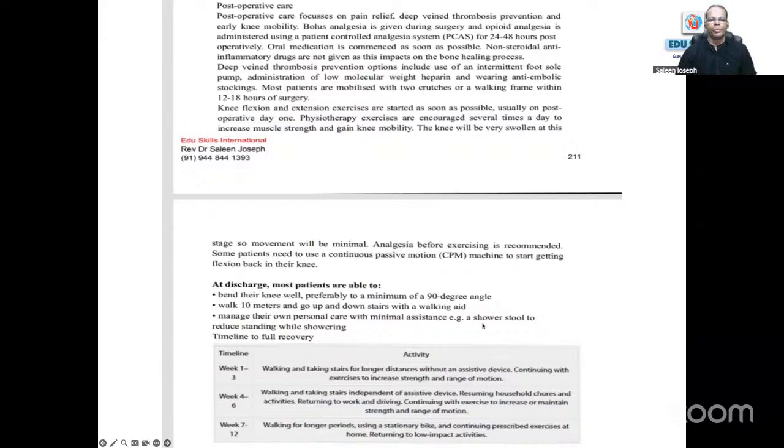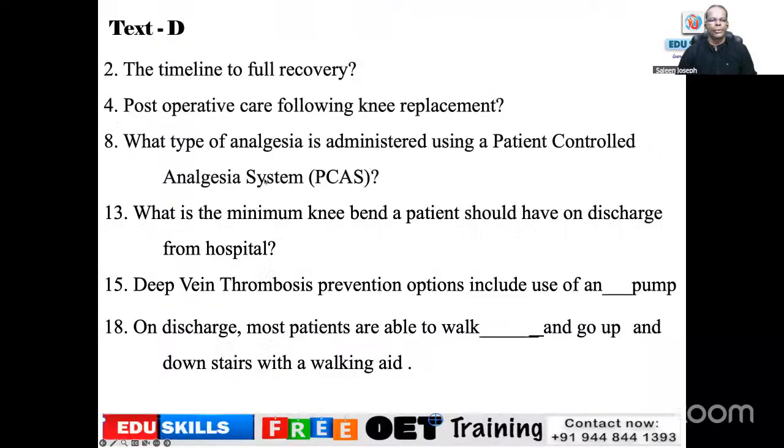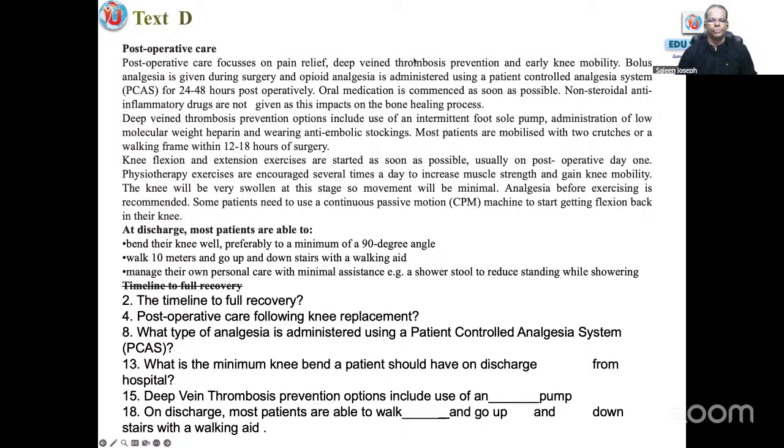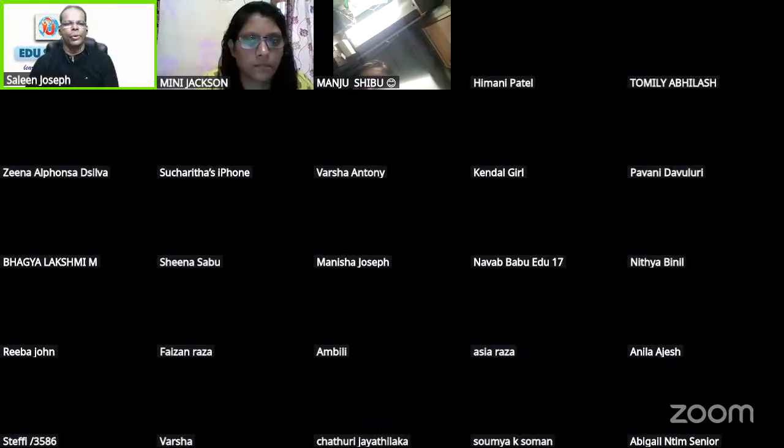So we'll be going into this one. This is the text that is given, how we will scan it. Maybe you have done it, but once again, we will see, because this has to be very clear to you. Post-operative care. Yes, these are the questions from this particular text. There are 6 questions from this particular text. Let's see how you identify the things.